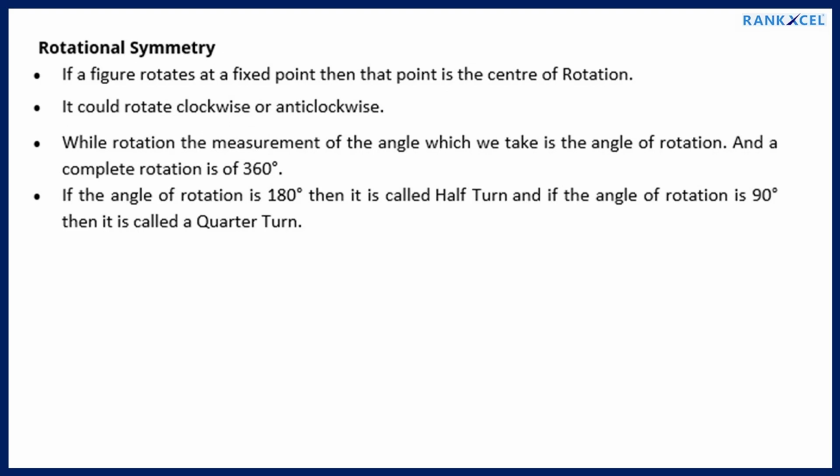Rotational symmetry. If a figure rotates at a fixed point, then that point is the center of rotation. It could rotate clockwise or anti-clockwise. While rotating, the measurement of the angle which we take is the angle of rotation. A complete rotation is 360 degrees. If the angle of rotation is 180 degrees, then it is called a half turn, and if the angle of rotation is 90 degrees, then it is called a quarter turn.